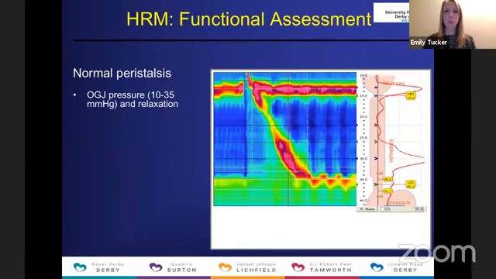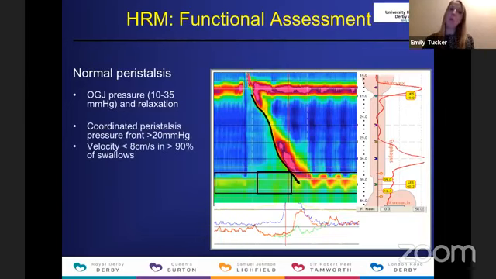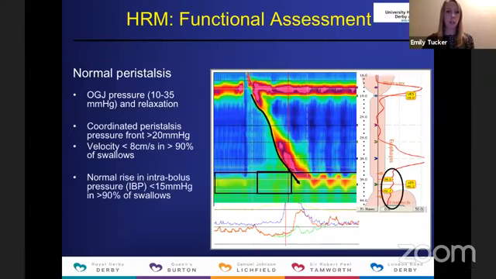So let me talk about a few of the principles, the normal things that we see in the classification system, so that we can try and interpret things that we can see abnormal. You can see that your pressure should be between sort of 10 and 35, and you should get appropriate relaxation of the lower esophageal sphincter. So obviously when you swallow, you will open that lower esophageal sphincter to allow bolus to travel into your stomach. You want coordinated peristalsis with a pressure front of more than 20 millimeters of mercury to allow that transport of bolus to occur. And you want your velocity to be less than 8 centimeters per second in more than about 90% of swallows, more than 9 out of 10 swallows as well.